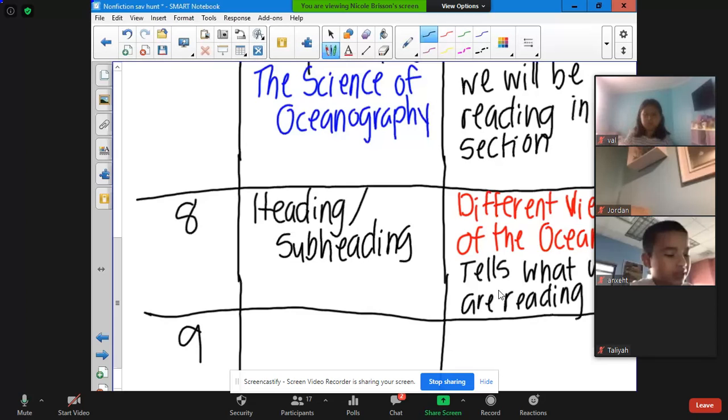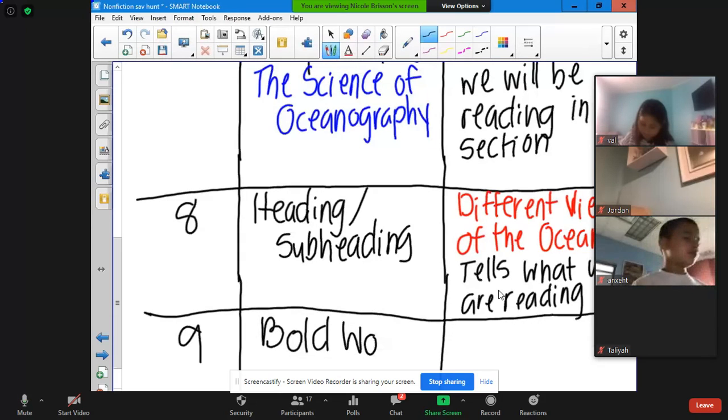And we're going to say bold word. Was the last one on page 8 or 9? Yeah, 8. Wait, 9? This is 9. The heading, the different views of the ocean, was page 8. And our bold word was, does anyone remember? Organism. We write that at the top.